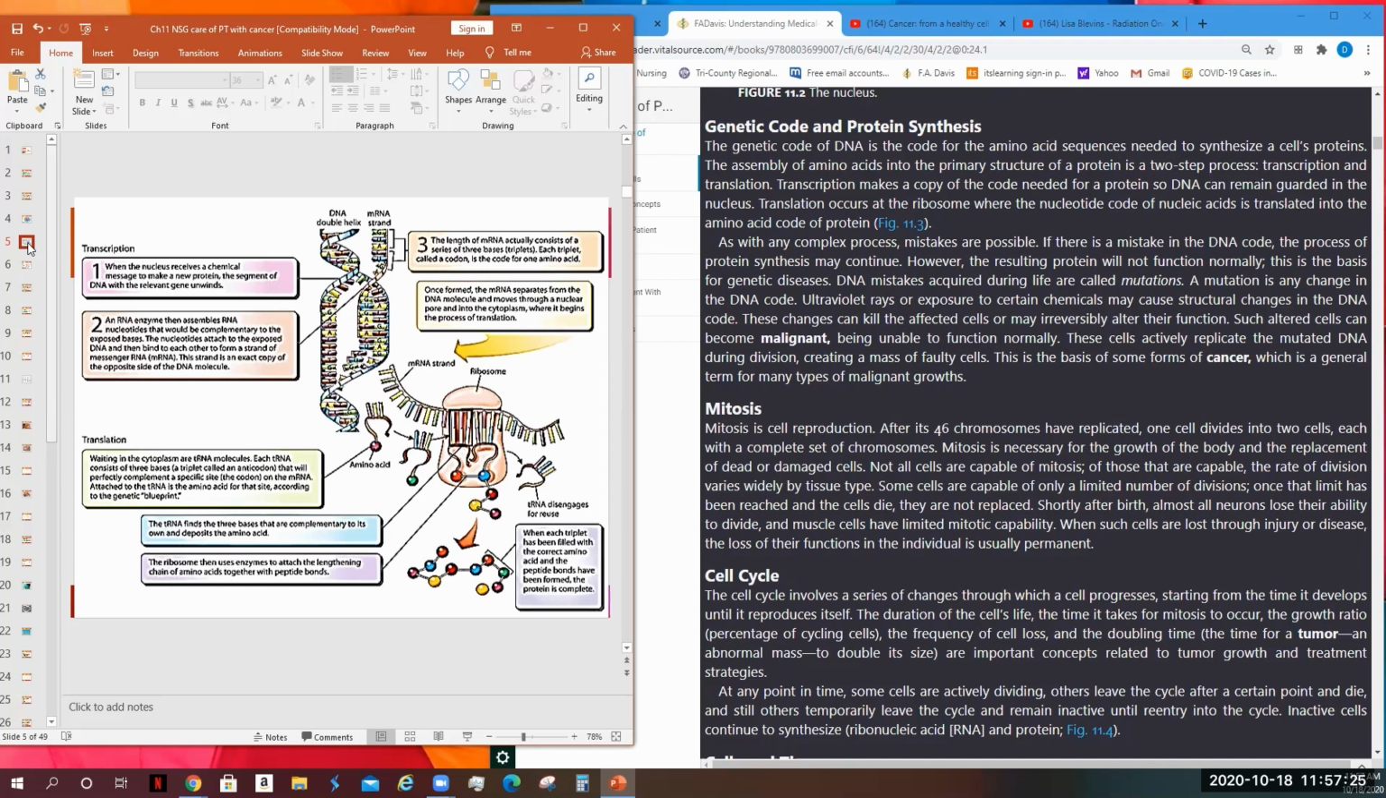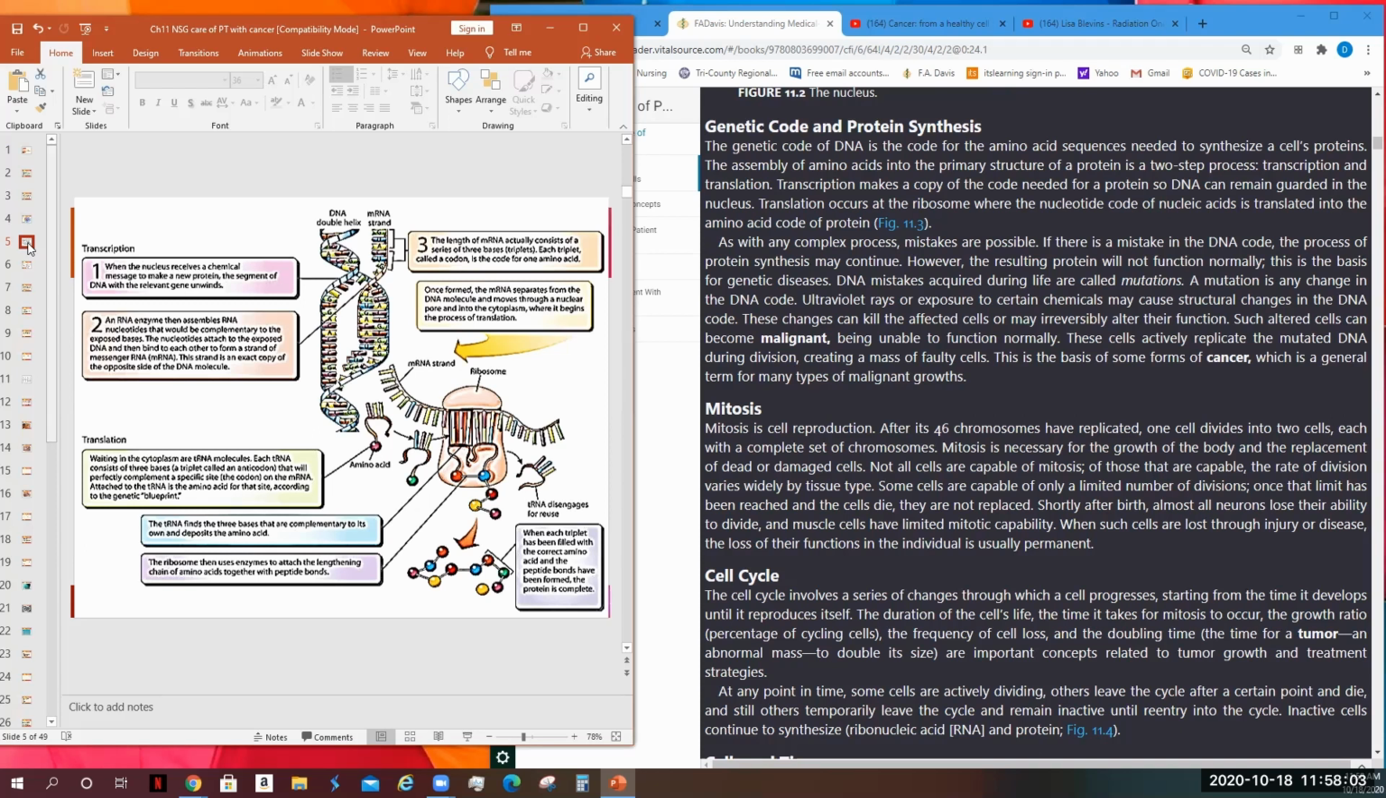DNA mistakes acquired during life are called mutations. A mutation is any change in the DNA code. Ultraviolet rays or exposure to certain chemicals may cause structural changes in the DNA code. These changes can kill the affected cells or may irreversibly alter their function. Such altered cells can become malignant, being unable to function normally.